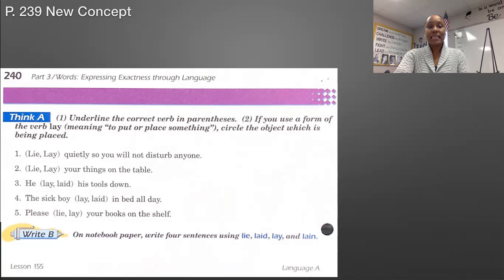For Part B, what you are going to do on a separate sheet of notebook paper is write 4 sentences using lie, laid, lay, and lain. Okay? All right. Enjoy that and be creative. Use your different parts of speech as well.